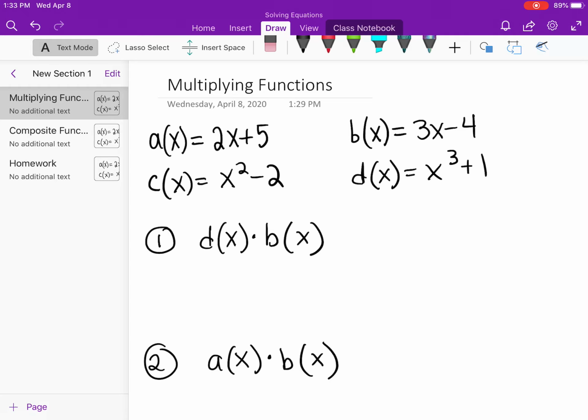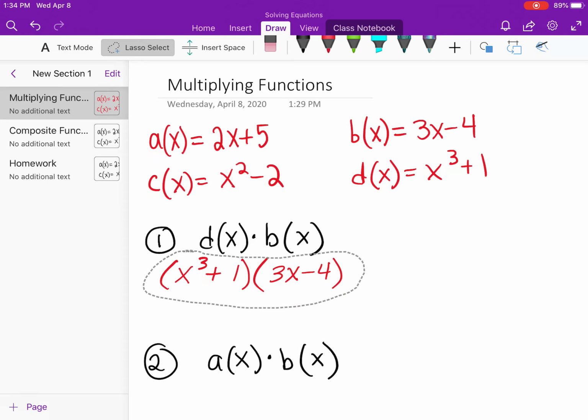What you should know is we're basically just going to be setting up our own problems and then performing the operations following all of the same rules for simplifying polynomials. Let's go ahead and set up our first problem. D of x times b of x would look like this. We would put x to the third plus 1 times 3x minus 4.